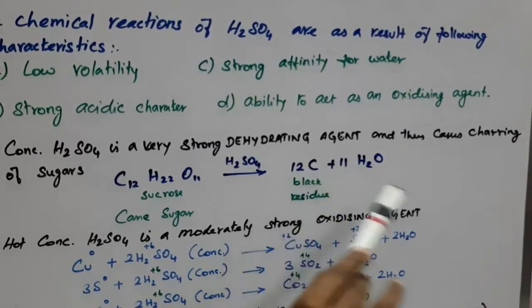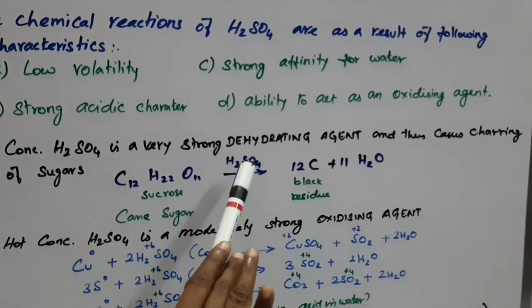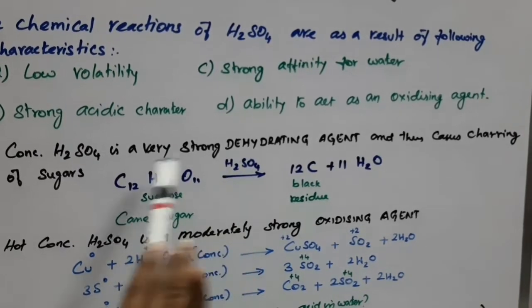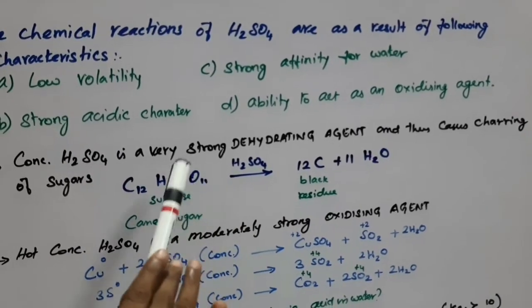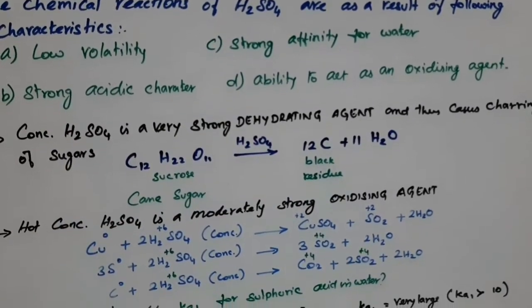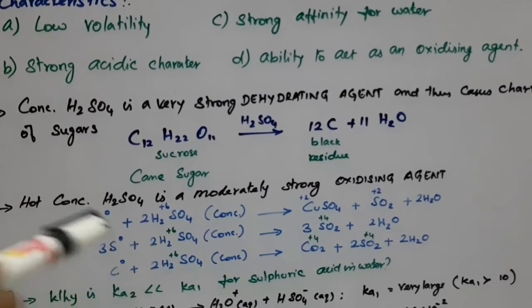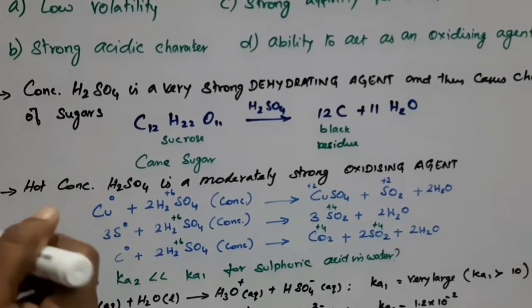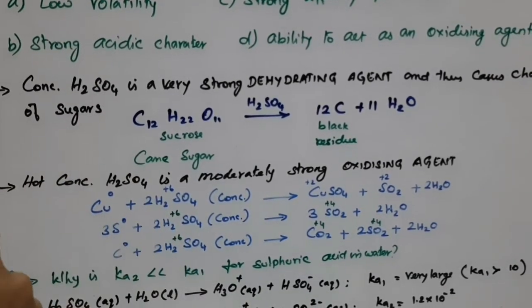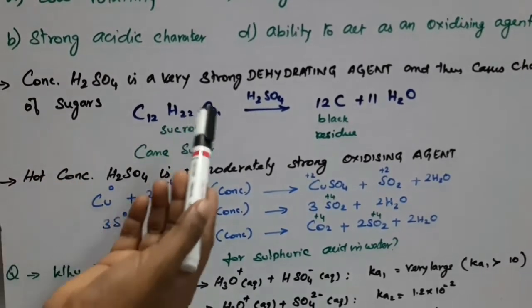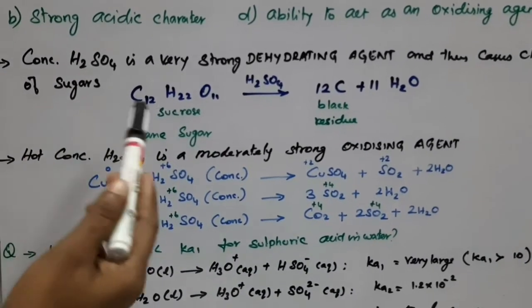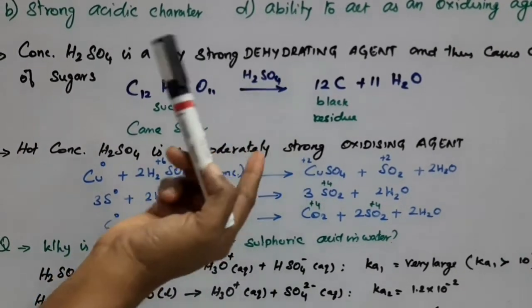Because H2SO4 easily removes water molecules from the organic substance. That is why, when gases pass through sulfuric acid, all the moisture content is absorbed by the sulfuric acid, but the gases do not react with it. So this is a dehydrating agent, point number 1.